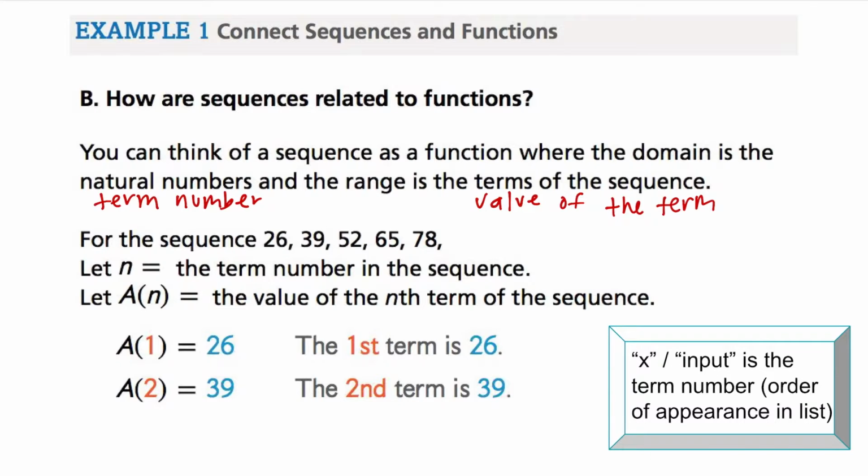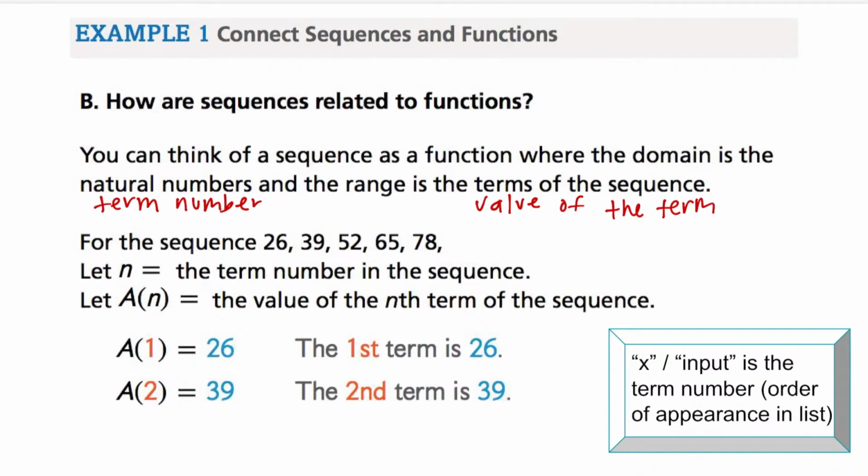How are sequences related to functions? You can think of a sequence as a function where the domain is the natural numbers, because the domain represents the term number, and the range is the actual terms of the sequence, the actual values of those terms. For the sequence listed there, we let n equal the term number in the sequence. That would be comparable to the x values or the domain. Then we let a of n equal the value of the nth term in the sequence, comparable to our y values or our range if we thought about it as a function.